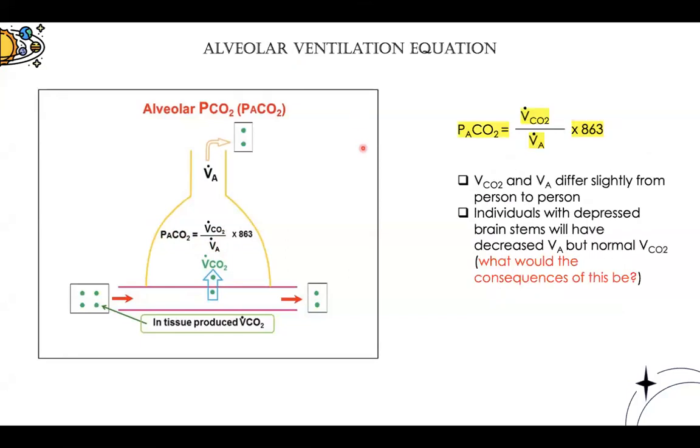Now, this is the equation that you need to remember. Just remember this equation. VCO2 and alveolar ventilation differ slightly from person to person. Not too much; usually they'll give you the value if they want you to do the calculation. So people who have depressed brain stems will have decreased alveolar ventilation, but normal VCO2. And what do you think the consequences of this would be? Imagine this is decreased, this is normal. What would happen to this?